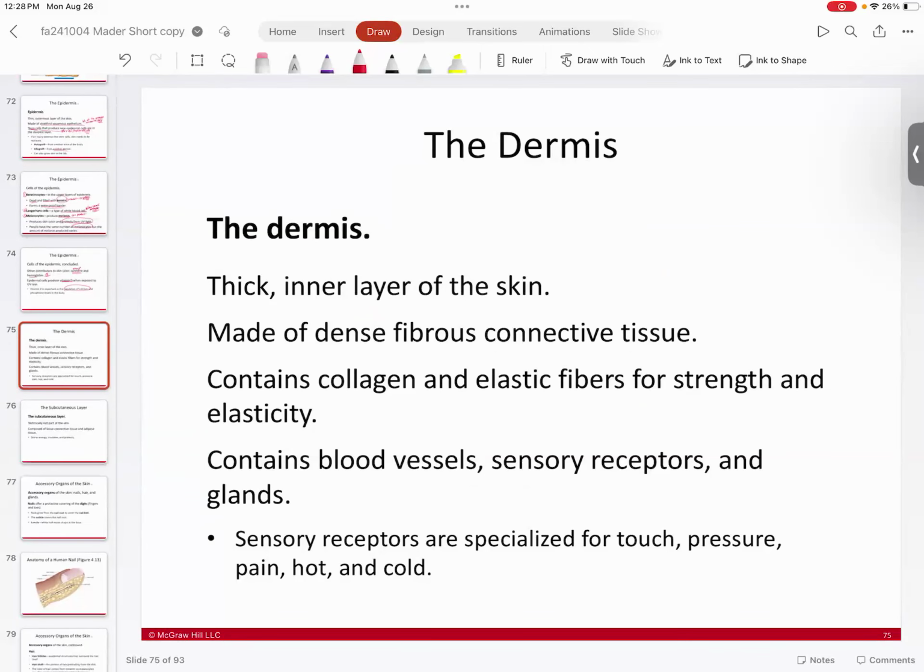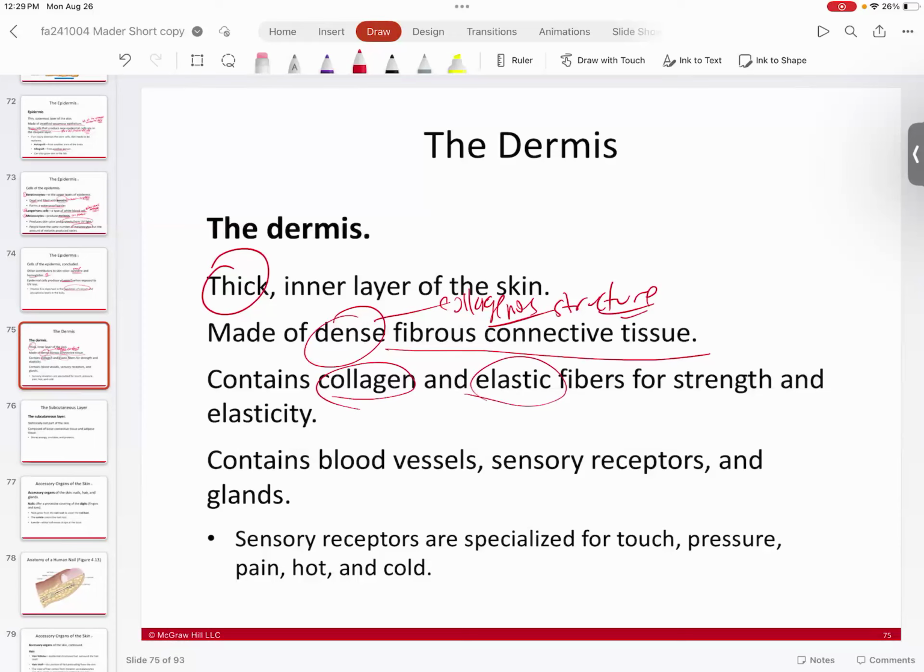In your dermis, this is going to be your thick inner layer of skin. It's going to be fibrous, dense, fibrous connective tissue. What does that mean? That means it is collagenous and structural. So it contains a lot of collagen. It contains elasticity for flexibility, because your skin has to be able to flex and stretch. It also contains all the good stuff, the blood vessels, the sensory receptors, the glands, all those things that we usually think about, like, for instance, our ability to discern touch and pressure, pain, hot, cold, all those sorts of things. But those are all located in the dermis.